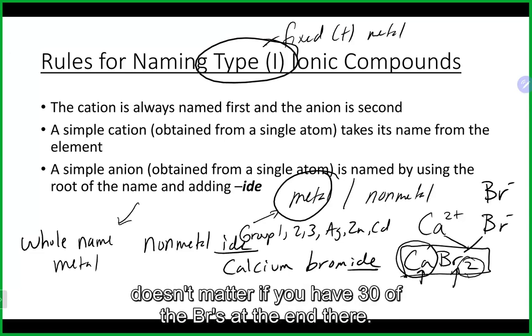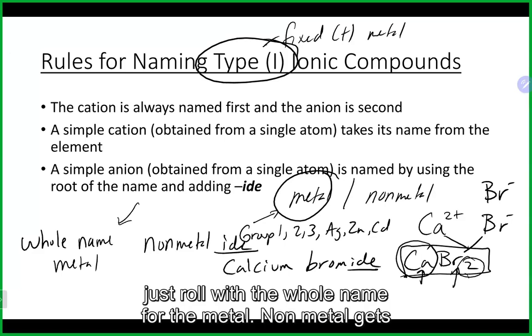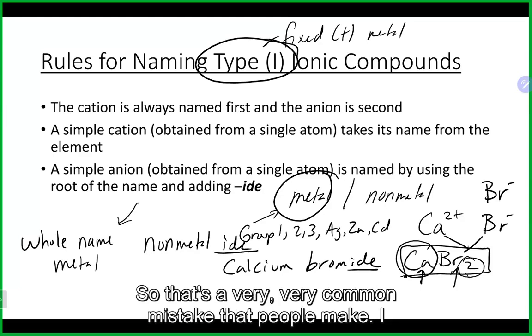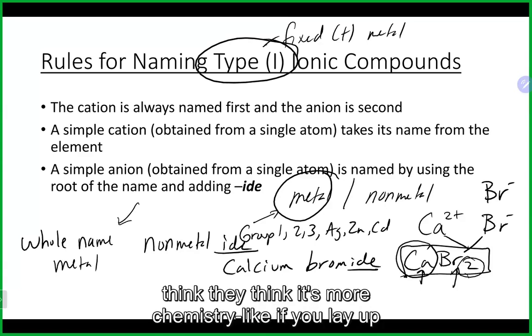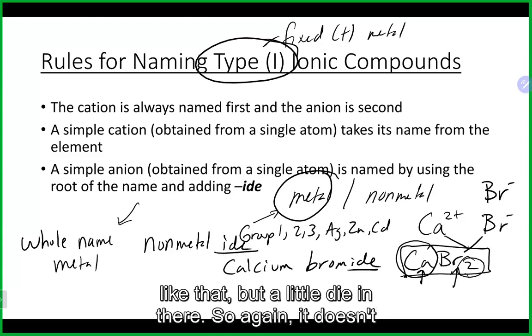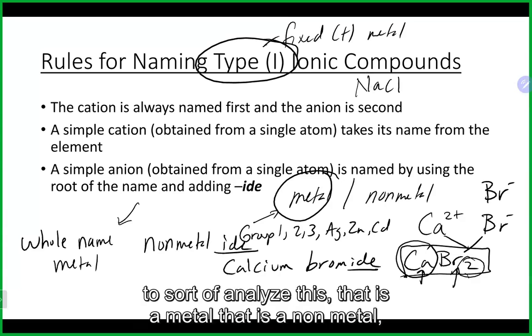It doesn't matter if you have 30 of the Br's at the end there. It doesn't matter if you have 20 of the calciums to start with. You just roll with the whole name for the metal. Non-metal gets the IDE. There is no place for prefixes in this type of naming. So that is a very, very common mistake that people make. I think they think it's more chemistry-like if you lay on some prefixes. You know, it sounds more scientific like that, put a little di in there. So again, it doesn't matter. That's also why when we look at NaCl, again, if we were to analyze this, that is a metal, that is a non-metal.